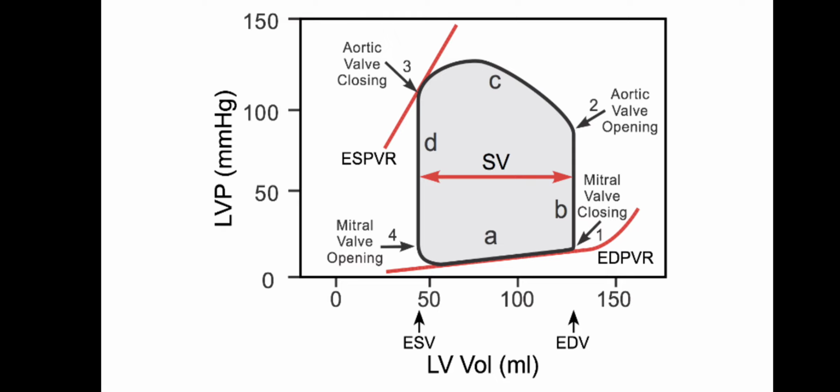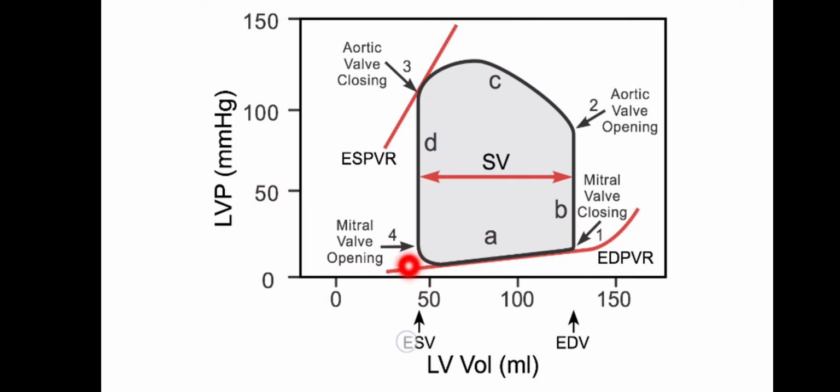So here is the pressure volume loop curve. The pressure is shown on the y-axis while the volume is shown on the x-axis. The horizontal deviation is for the volume, while the vertical deviation is for the pressure.